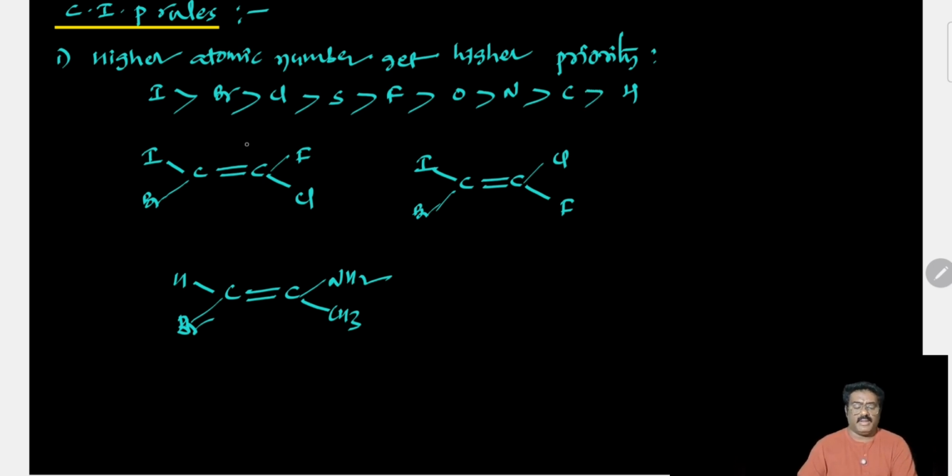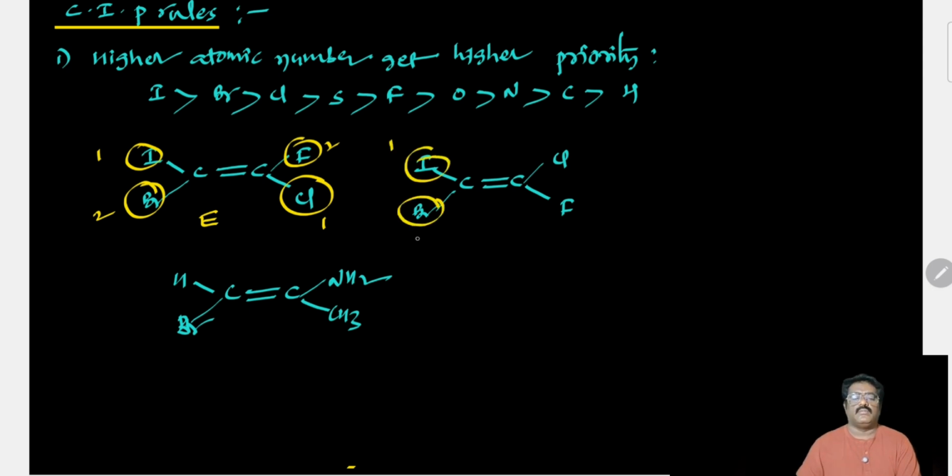If the carbon double bond has iodo, bromo, fluoro, chloro: between iodo and bromo, the high priority group is iodo. Between fluoro and chloro, chlorine is higher priority. So the high priority groups are opposite. What isomer is it? It is the E isomer. Look at this one. This carbon has iodo and bromo, first priority and second priority. What isomer is it? It is a Z isomer.